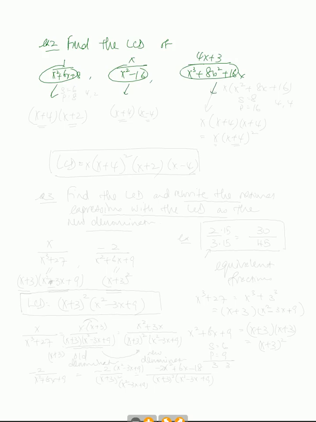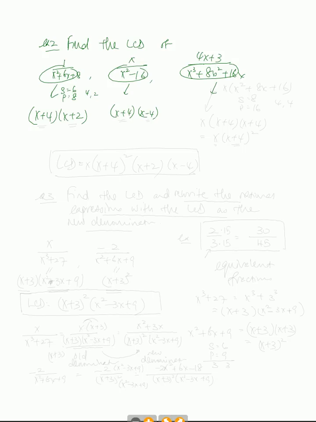Factor each one. So the first one is a trinomial. Sum is 6, product is 8. So I'm looking at 4 and 2. So x plus 4, x plus 2. Okay, let's look at x squared minus 16. That's a difference of squares, so it's x and x, 4 and 4, one plus, one minus.